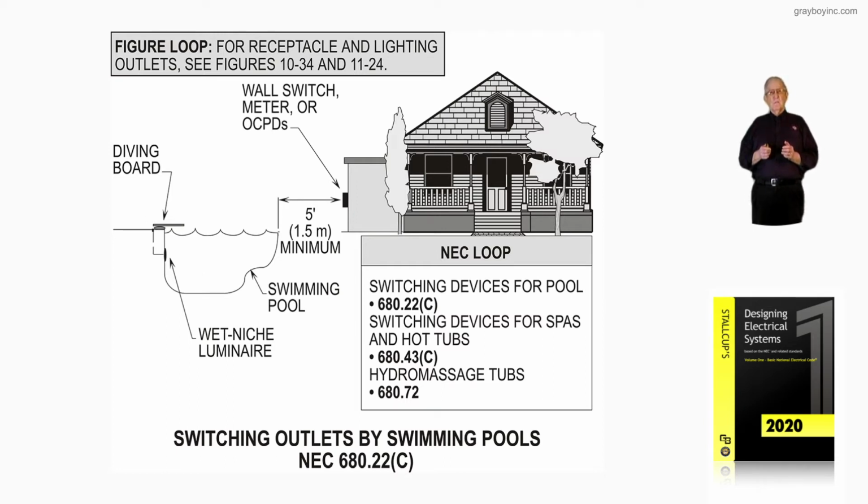Now, in this illustration, notice it's a swimming pool, so it's 680.22(C). It's in the NEC loop, and notice it shows the wall switch, meter, or other type of overcurrent devices that would be considered switching in some manner must be at least 5 feet from the pool if there's not some kind of barrier or something separating the pool from the switch. So as you see in the illustration, there's nothing there, so it's a 5-foot requirement, and that's what Figure 11-41 is illustrating.